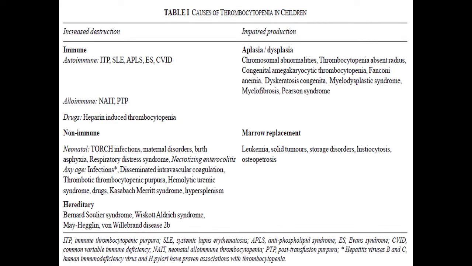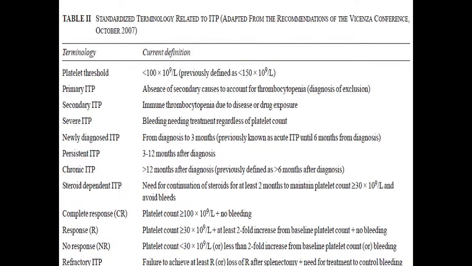The causes of thrombocytopenia we won't go into in detail. There are terminologies you should remember. The platelet threshold used for thrombocytopenia in ITP is 1 lakh, not 1.5 lakh, which is the normal range cutoff. Then primary ITP: absence of any secondary cause of thrombocytopenia, by exclusion. So, diagnosis of ITP is by exclusion. We have to do proper history, physical examination, CBC, peripheral smear to rule out all other causes.